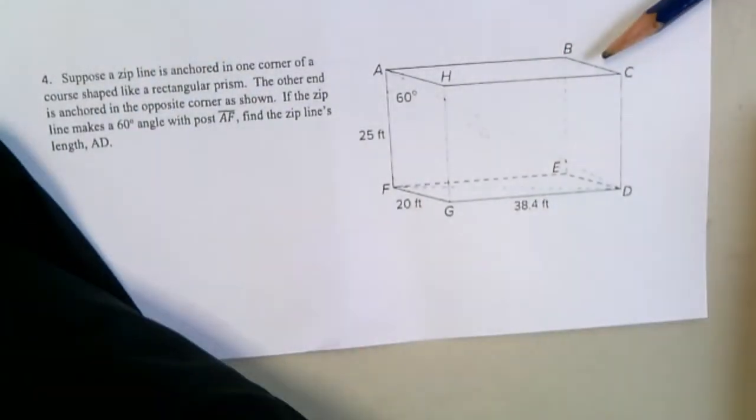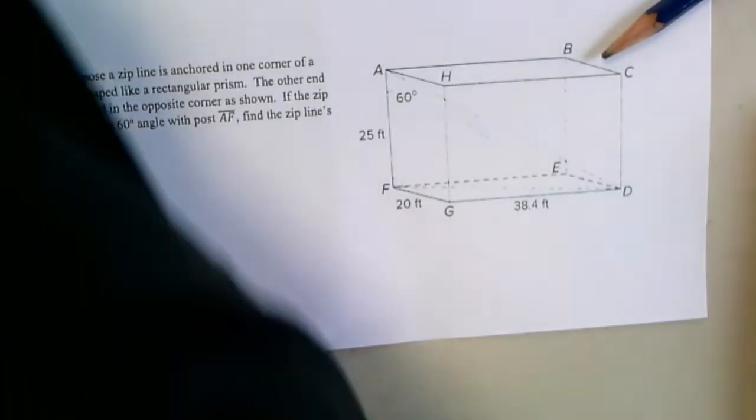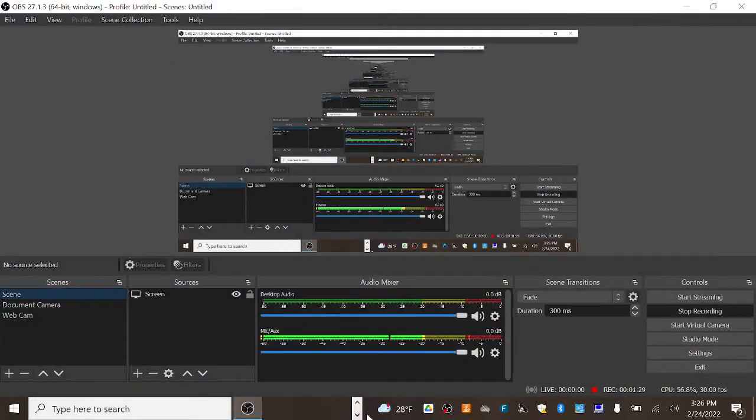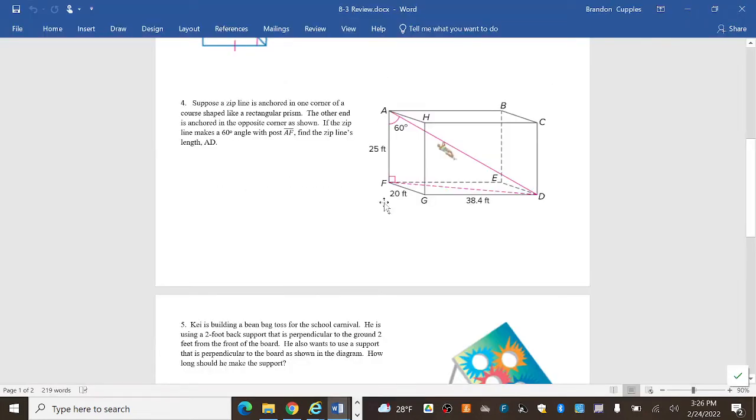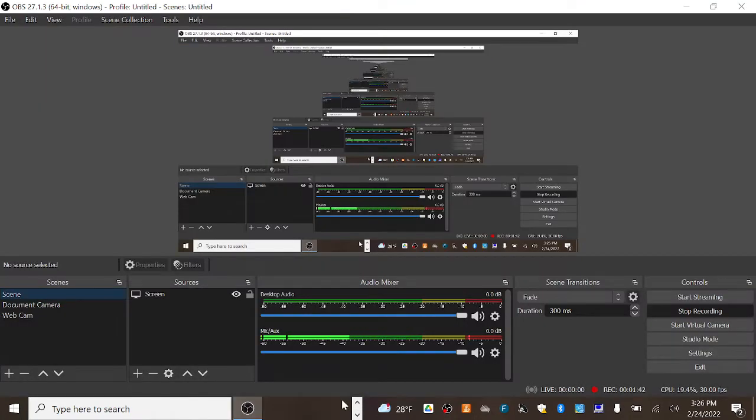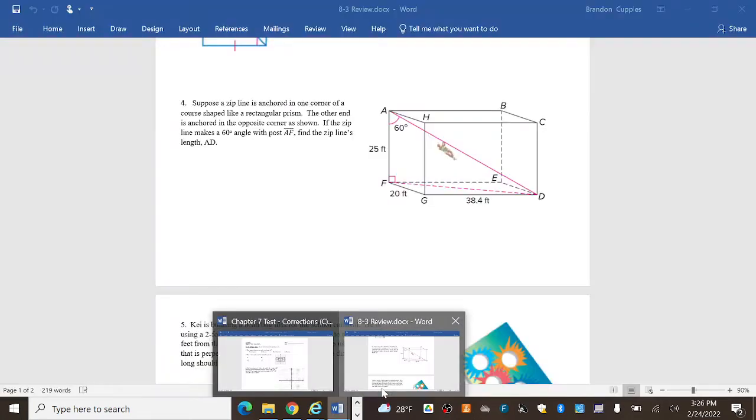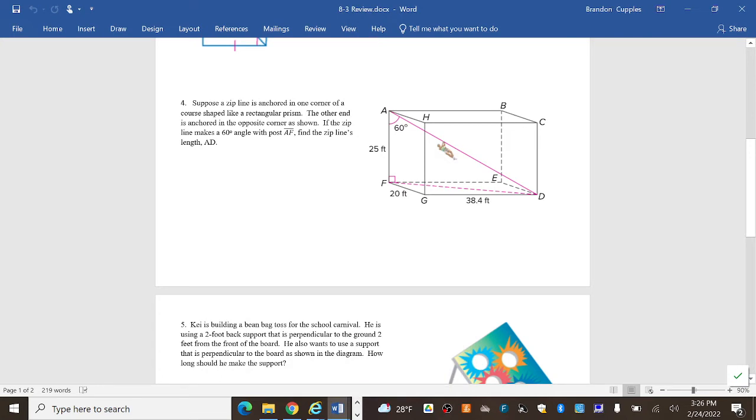Now, for today, I gave you this worksheet here, 8-3 review, and we're going to actually look at two problems together. The first problem is this one right here, okay? And here's what it says: suppose a zip line is anchored to one corner of a course shaped like a rectangular prism. The other end of the anchor is opposite corners shown. If the zip line makes a 60-degree angle with post AF, find the zip line's length of AD.